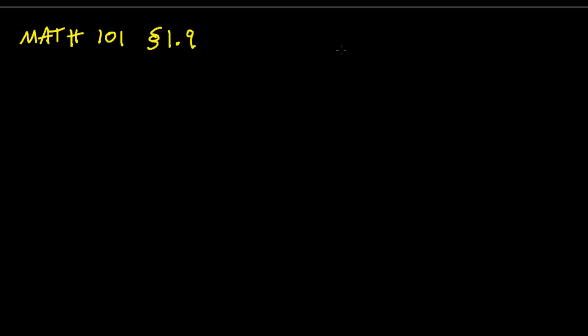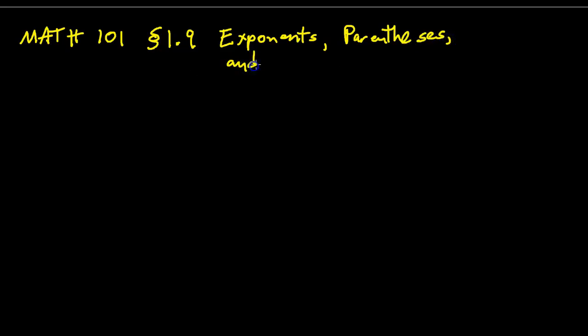Good morning. Today we're going to talk about Math 101 and in particular Chapter 1.9 or Section 1.9, Chapter 1, Section 9, which is entitled Exponents, Parentheses, and Order of Operations. A topic certainly we've seen before in our mathematical careers.